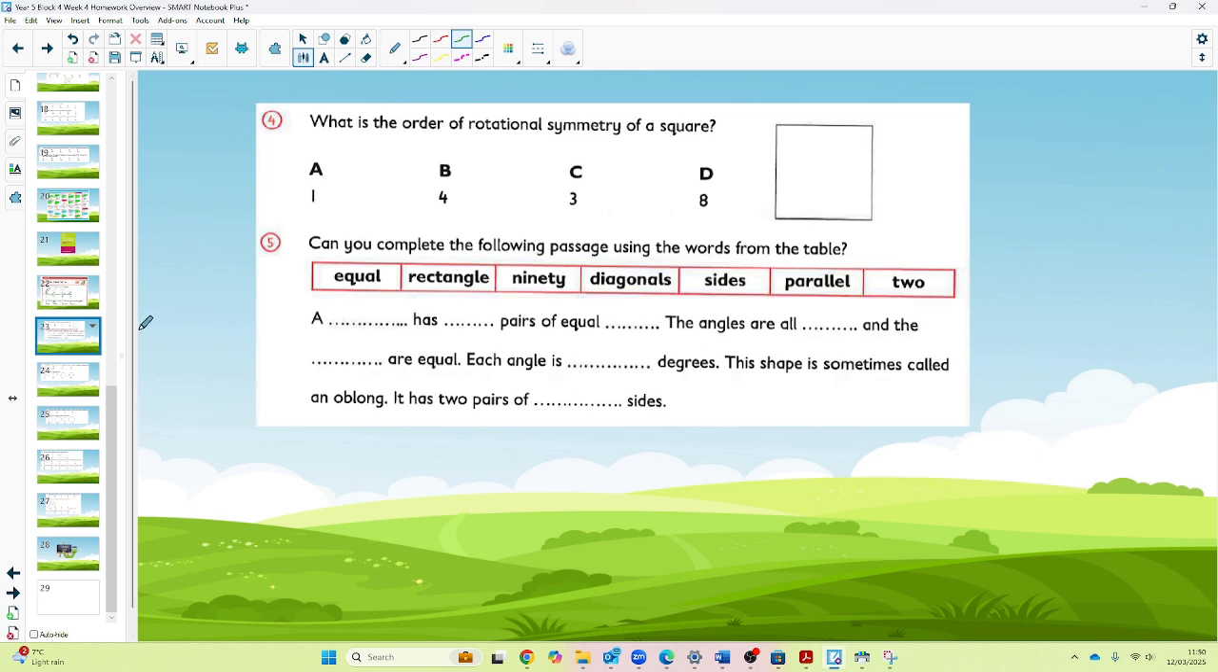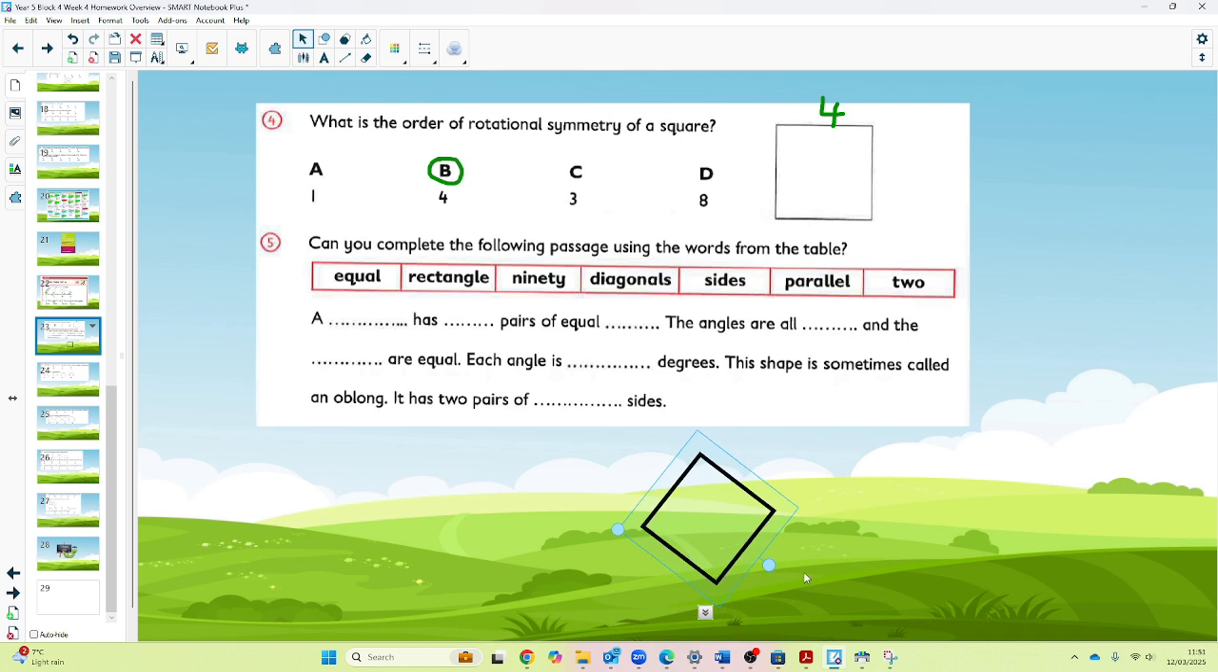Moving on to question 4. What is the order of rotational symmetry of a square? Well, the order of rotation is the number of times that a shape can rotate exactly and still be the same shape in terms of the way that it looks. And because this contains 4 sides, this has an order of rotation of 4, because we can rotate the shape. If I draw out my square here, you can see that it won't matter if I rotate it.